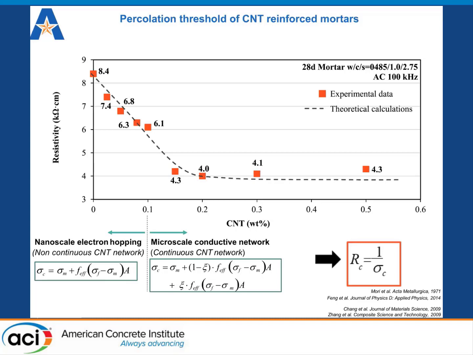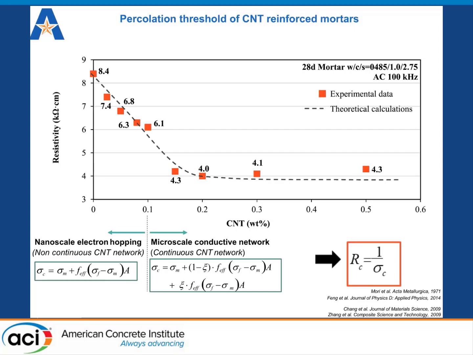And from this figure, we can see that 0.1% per weight of carbon nanotubes is critical to the formation of a complete conductive network in the matrix and defines what we call the onset of percolation threshold. I'm not going to go into details of how we calculated this. I'm showing you both the experimental data and the theoretical calculations, and they do agree with each other very well, but I'm not going to go into details for the resistivity.